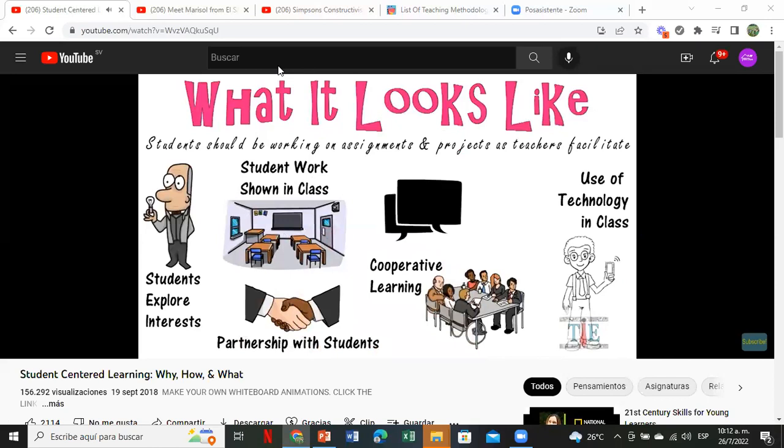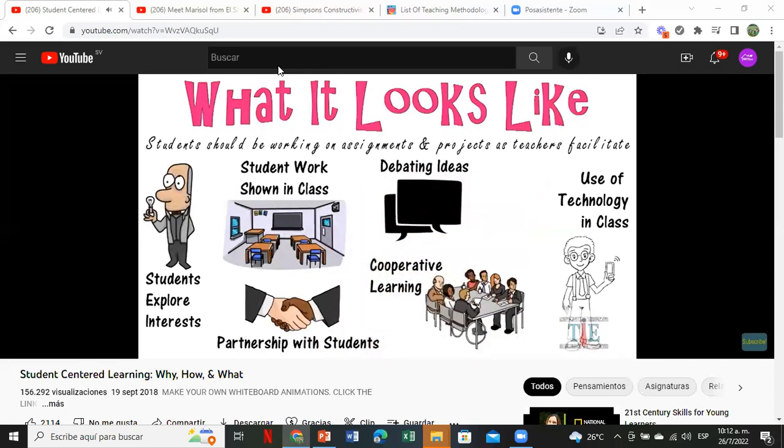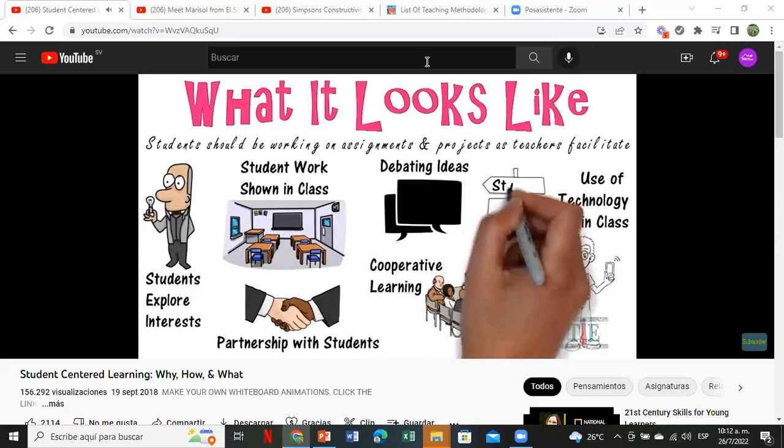A student-centered classroom is not a quiet place. Students should be debating ideas with one another. Students are given a voice and feel empowered. Teachers do this by providing their students with choice in their assignments.